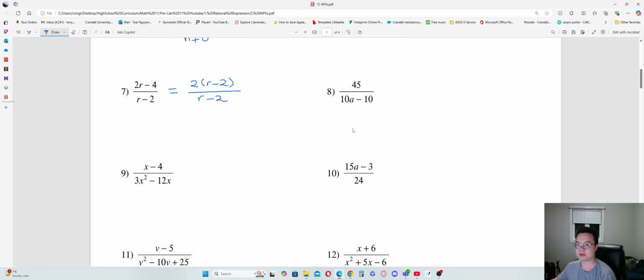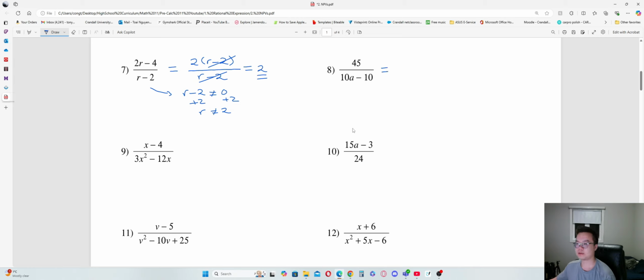I will have r minus 2. They cancel out, and now I have 2. That's my answer. For NPVs, r minus 2 not equal to 0. To bring minus 2 to the right side, I add 2, I add 2, so r will be not equal to 2.